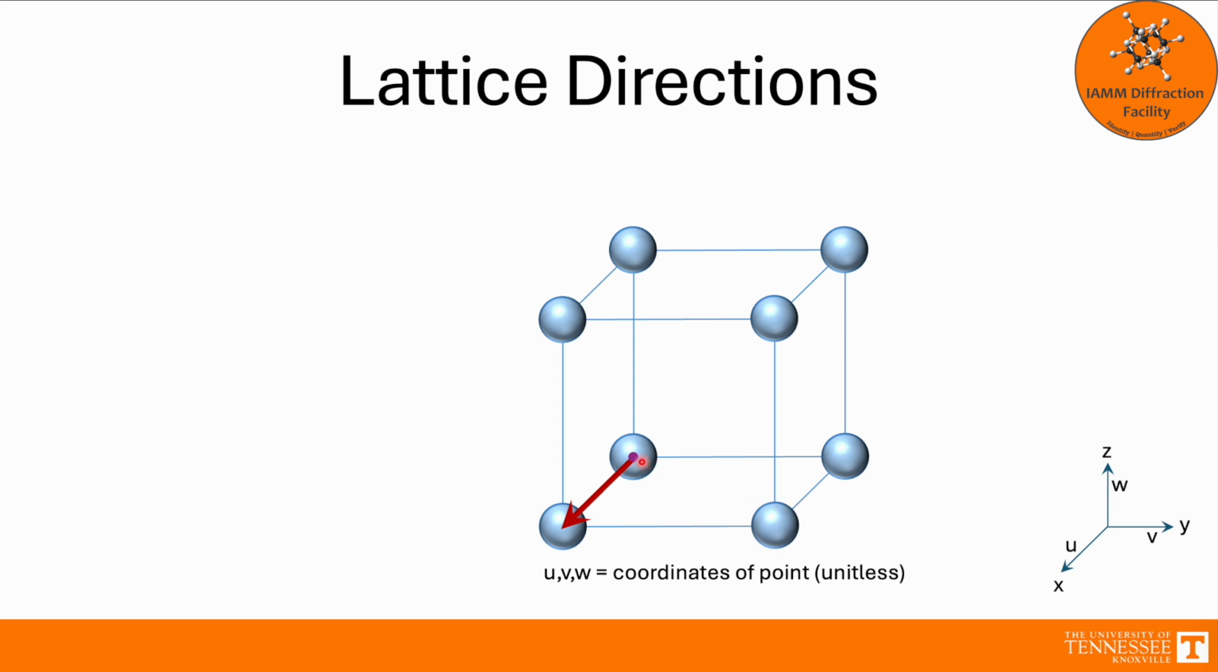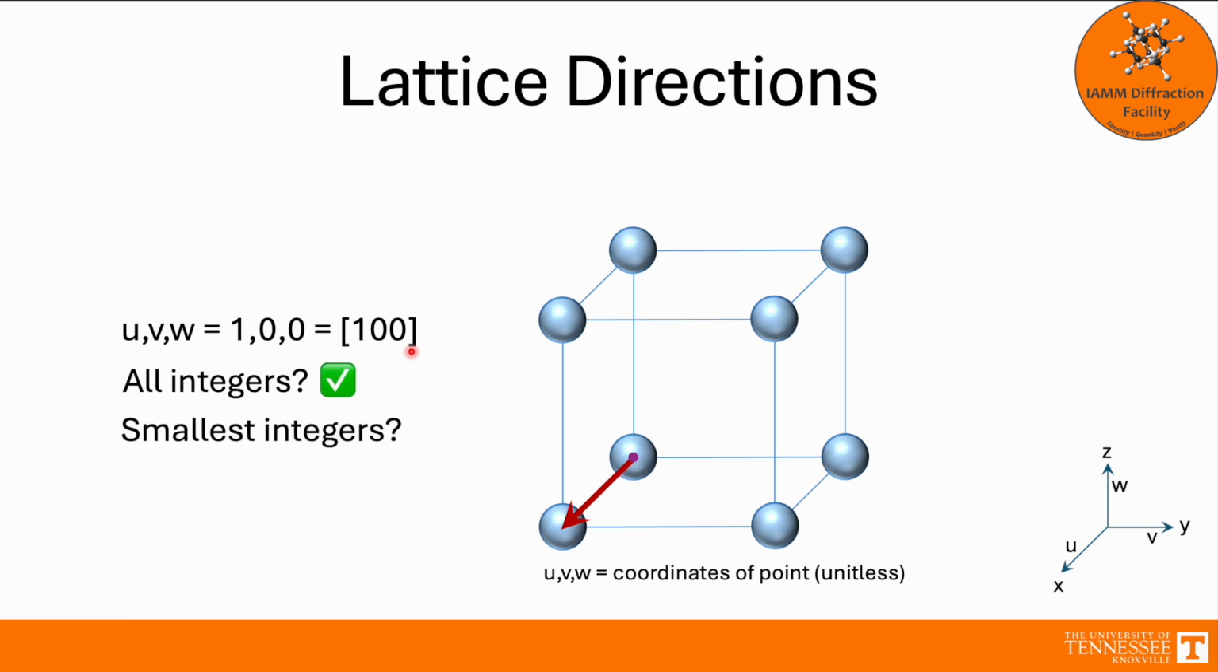So this direction begins at the origin and then travels one atomic spacing in the X direction, which makes our U coordinate 1, and then we don't really need to move at all in Y or Z, so each of those coordinates is 0. So we have the [1 0 0] direction, and directions we write in these brackets. We do have a couple of checks that we need to take care of. Are all of these integers? They are. Are they all the smallest common integers? They are. So then this is the [1 0 0] direction.